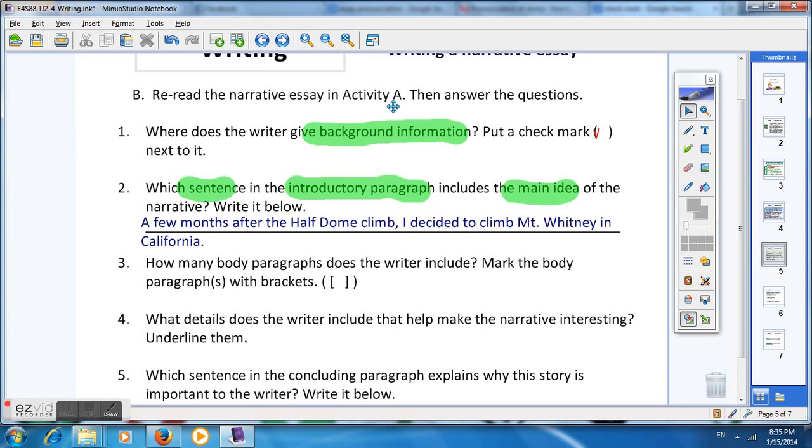Okay, again, the main idea is a few months after the Half Dome climb, I decided to climb Mount Whitney in California. Okay, question number three. How many body paragraphs does the writer include? Mark the body paragraphs with brackets. Okay.